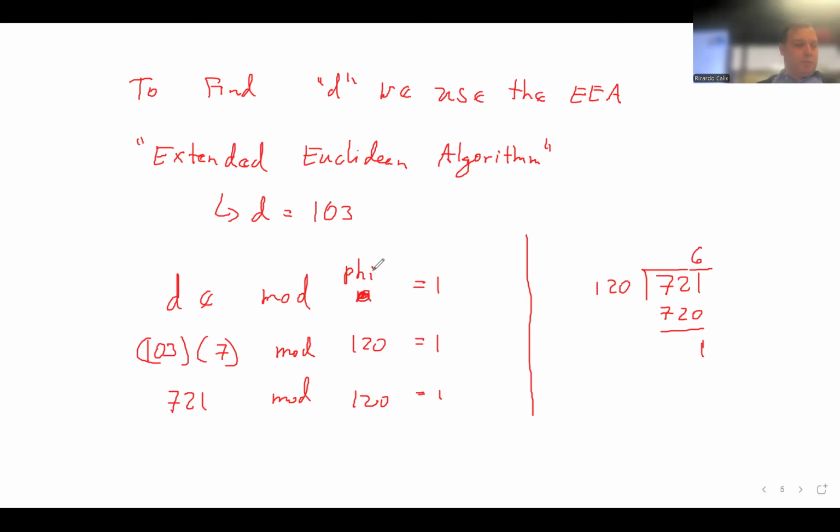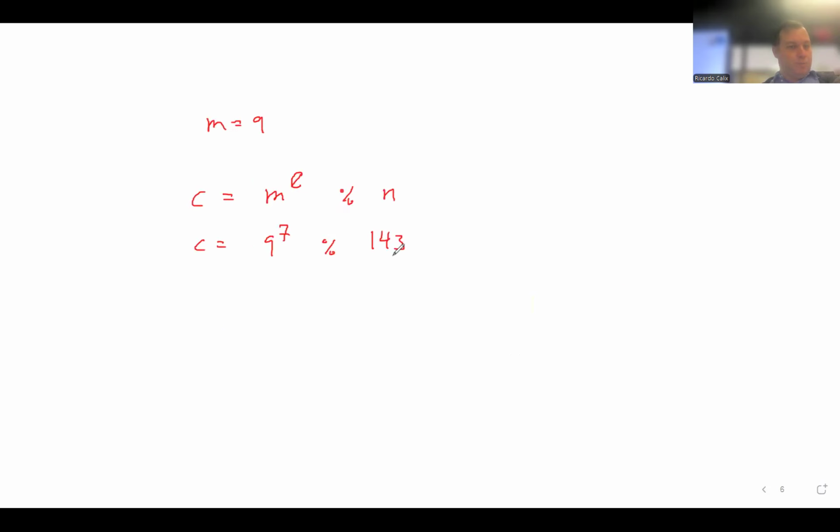All right. So let's do 143. So this should be 48. And then to decrypt it, C to the D mod N. So this should be equal to 48.